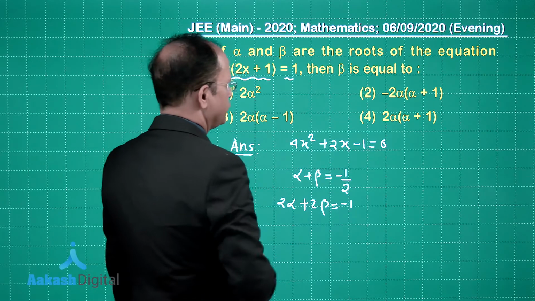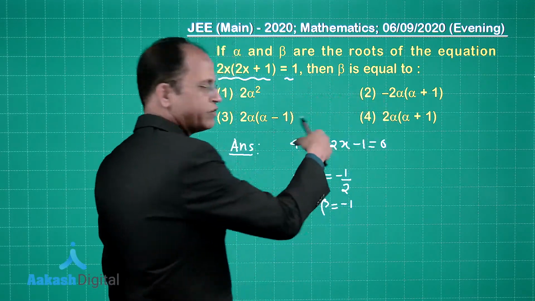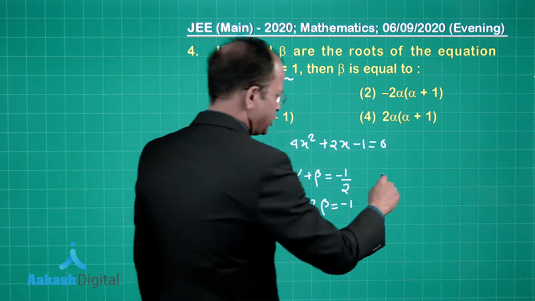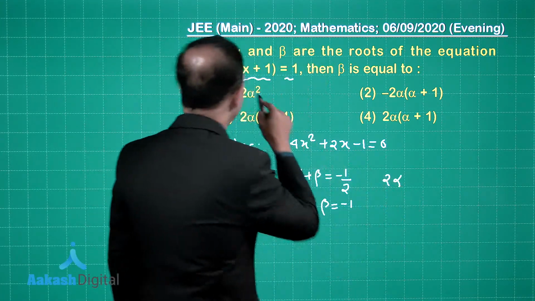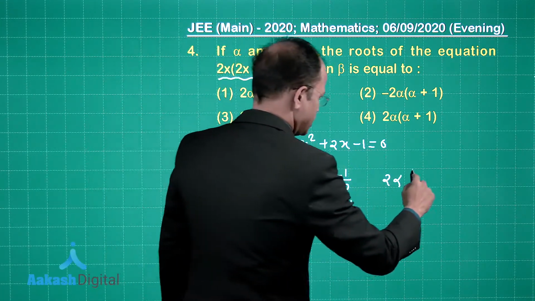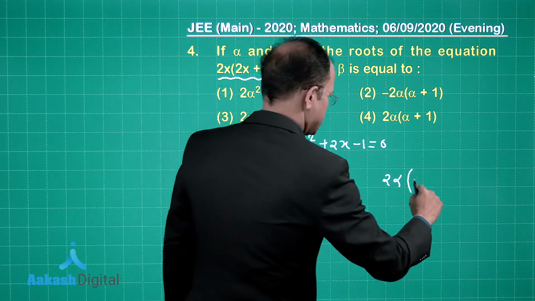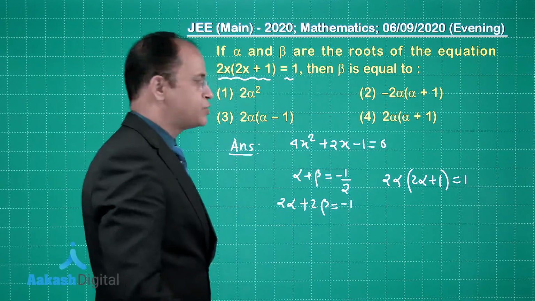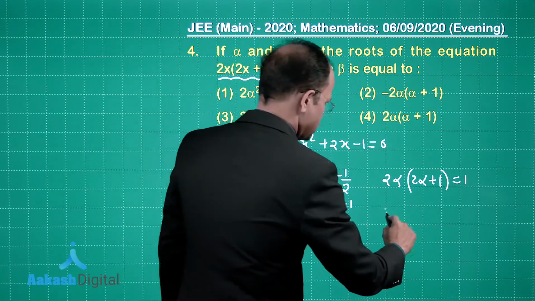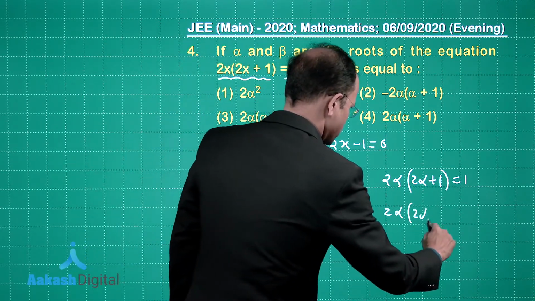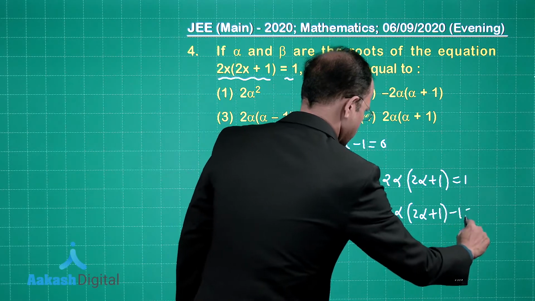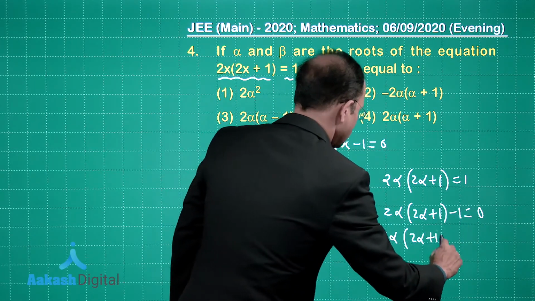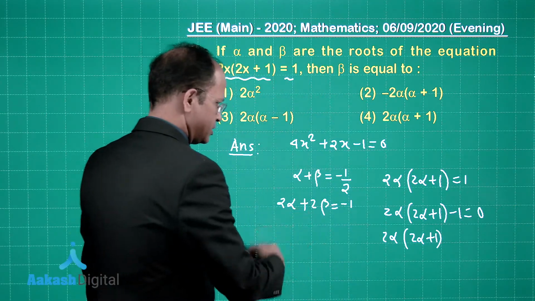Now we have to bring beta in terms of alpha. So let me use the equation again. Alpha will be satisfying this equation, so this is going to be 2 alpha into 2 alpha plus 1 equal to 1. Once we substitute alpha here, this is 2 alpha, 2 alpha plus 1, minus 1 is equal to 0.